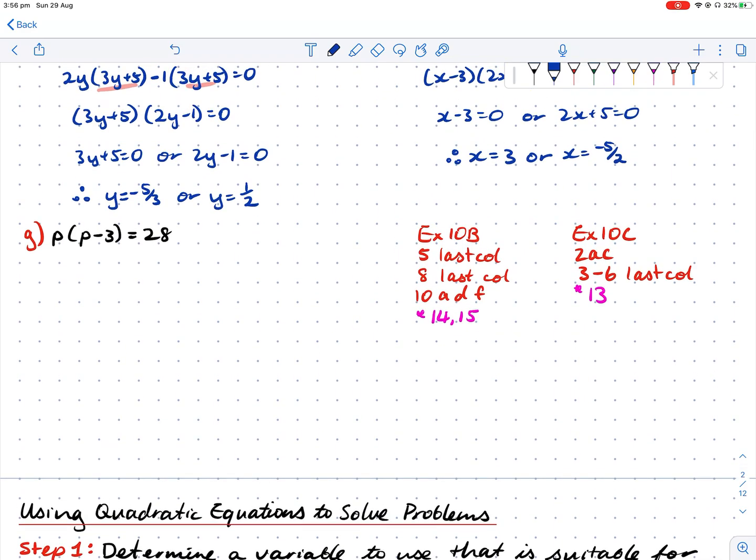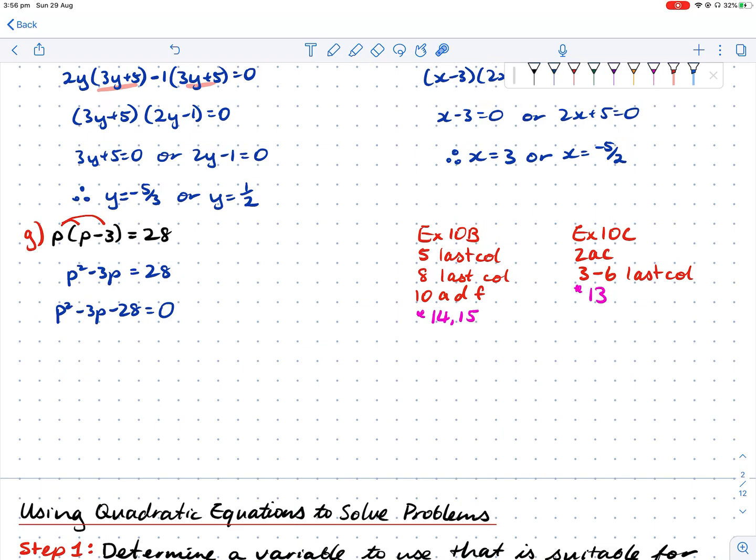Question G, this one's not in standard form at the moment, and it looks really complicated. So what we've got is a bracket, so something here, and then we've got the 28 on the other side. So if you recall what we did in our last lesson when changing things into standard form, what we'll need to do with this is expand that out and then move the 28 back in. So when we expand, p squared minus 3p equals 28. Then we're going to subtract 28 back in. So p squared minus 3p minus 28 equals 0.